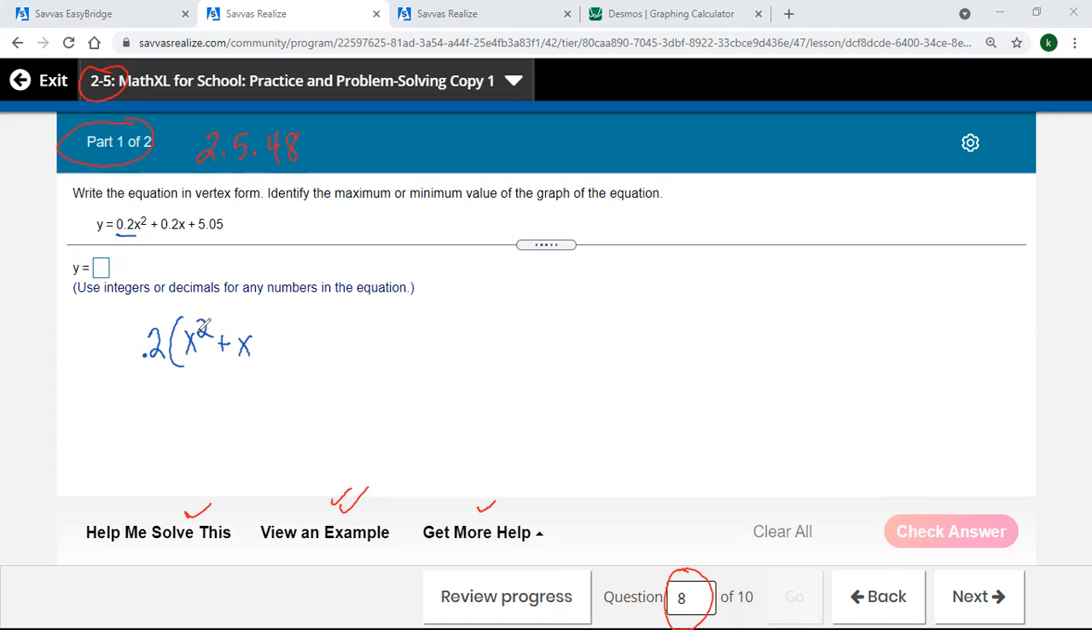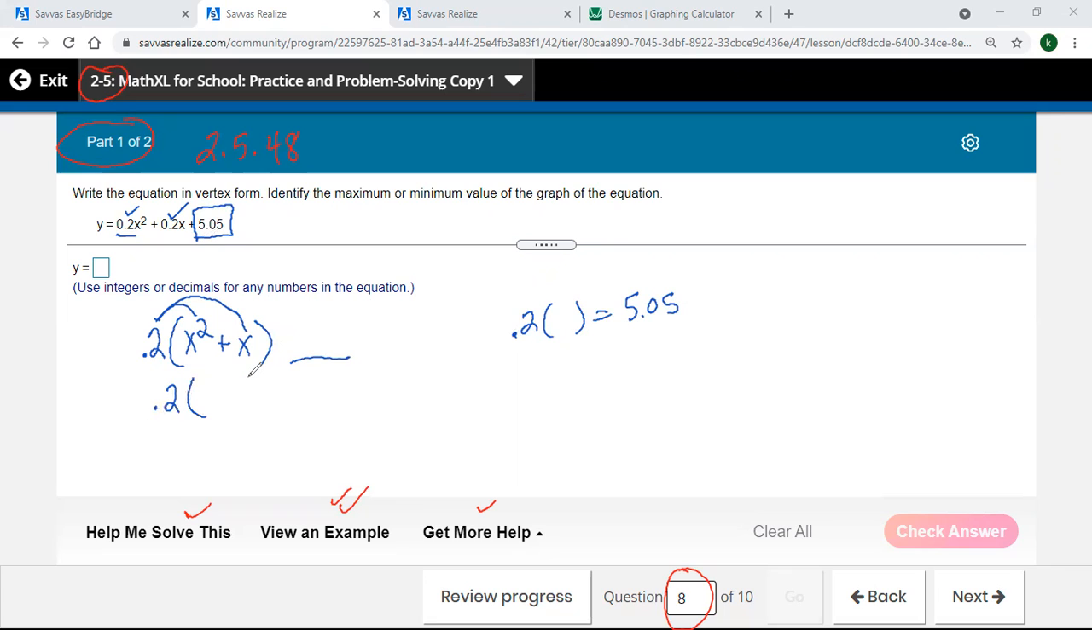0.2 times the x squared, that would be this first one. 0.2 times this x would be there, and then I got to figure out 0.2 times something to equal that 5.05. And honestly, we can wait and worry about that later, because remember, we're just going to balance our problem out on the end out here to figure out what we need to have to get back to that.